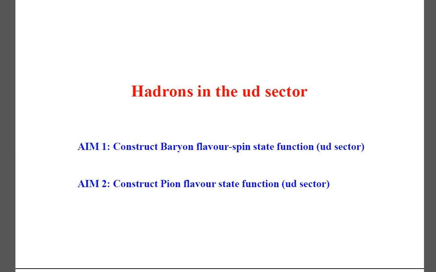In my last class, I talked about the eightfold way and the basic quark model, and now in this class, I'll be talking about the hadrons in the UD sector. That means those baryons and mesons which contain only U and D quarks. And in the next lecture, I'll be talking about hadrons in the UDS sector. That means I'll be talking about hadrons which consist of all three of them together.